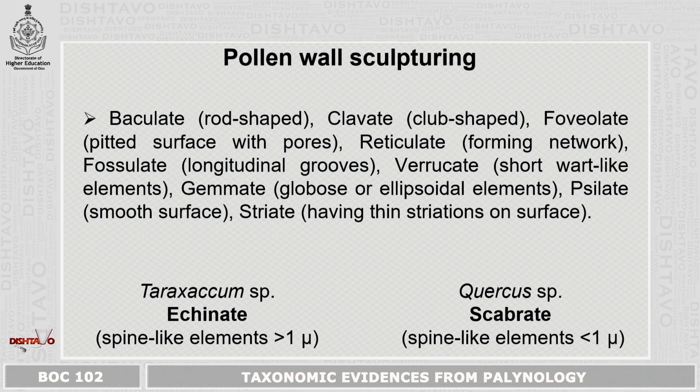We see baculate, clavate, foveolate, reticulate, fossulate, verrucate, gemmate, ciliate, striate, etc. Particularly in the genus Taraxacum, we see echinate type of pollen grains, wherein the spine-like elements are greater than 1 micron. Whereas in Quercus species, we see a scabrate type, and in this, the spine-like elements are less than 1 micron.